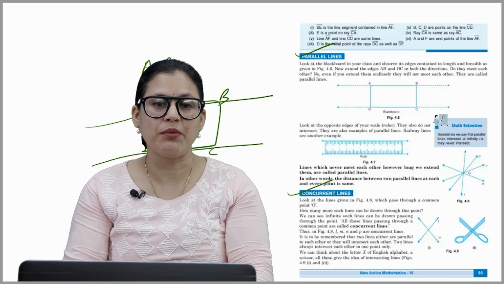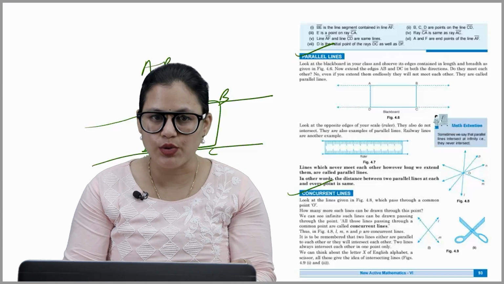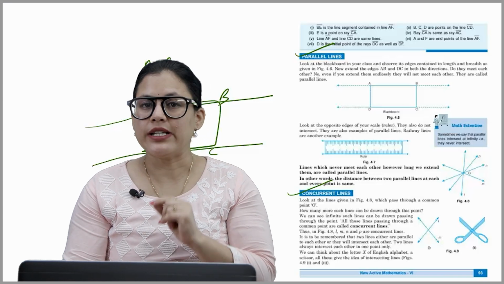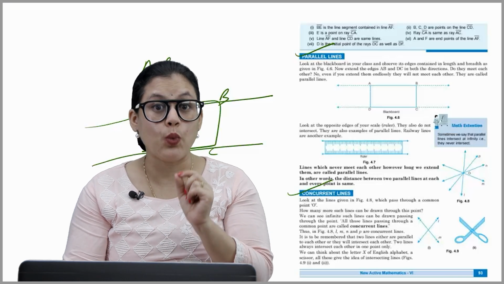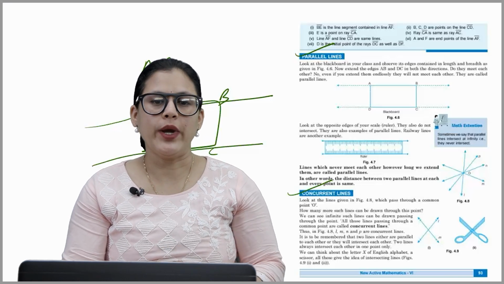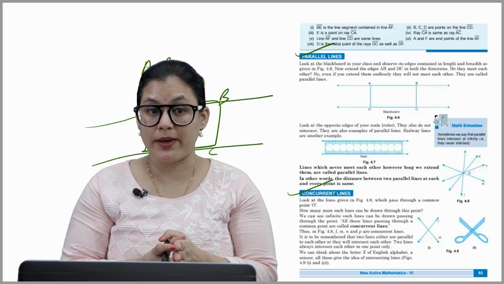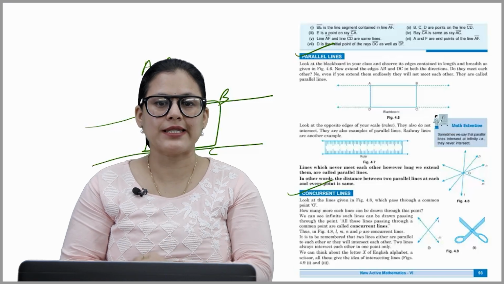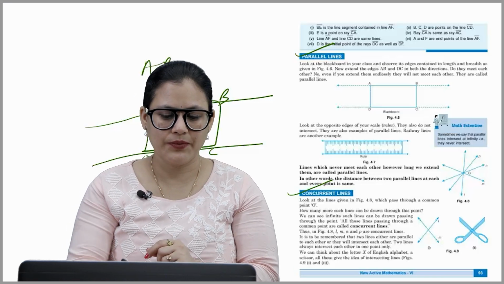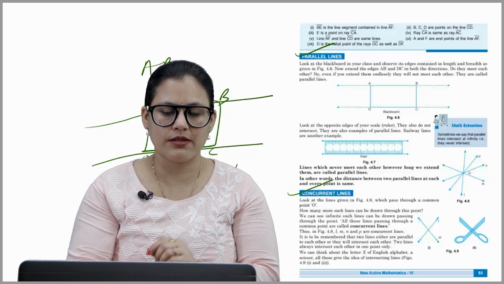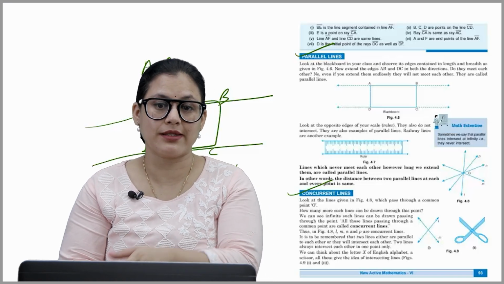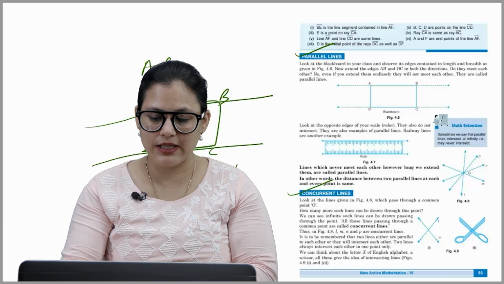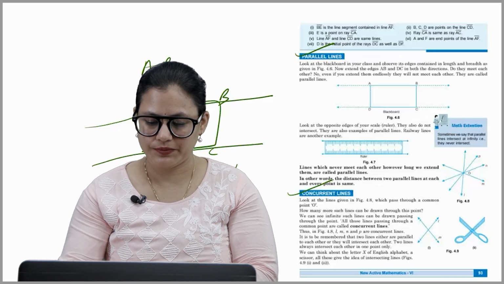It is to be remembered that two lines either are parallel to each other or they will intersect each other. Two lines always intersect each other in one point only. We can think about the letter X of the English alphabet, or scissors. All these give the idea of intersecting lines. See, this is alphabet X and these two lines are intersecting lines, right? And in scissors also.